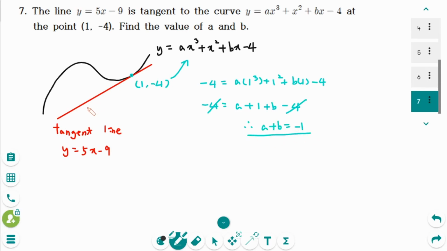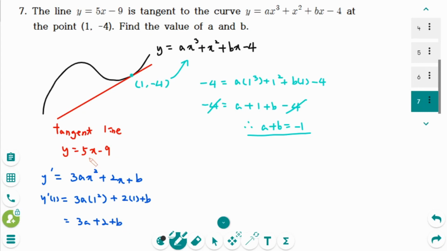The slope of the curve is y prime equals 3ax squared plus 2x plus b. The slope of the curve at x equals 1 is y prime of 1 equals 3a times 1 squared plus 2 times 1 plus b, which is 3a plus 2 plus b. The slope of the tangent is 5, so this one equals 5. Therefore, 3a plus b equals 3.